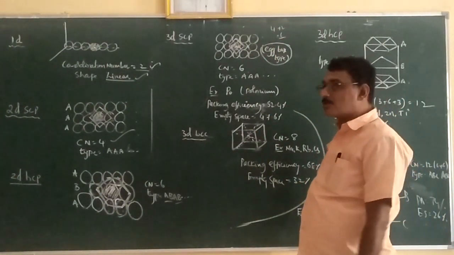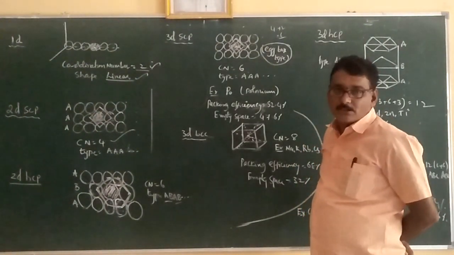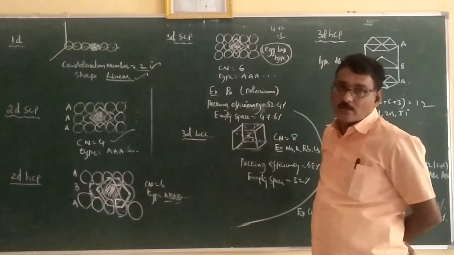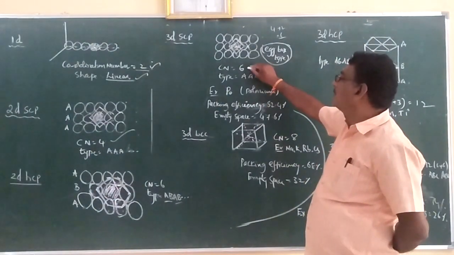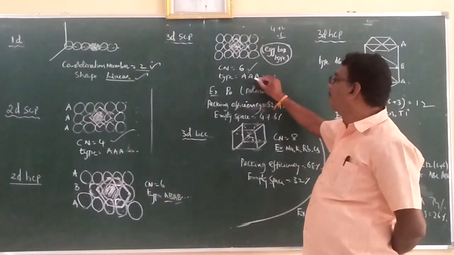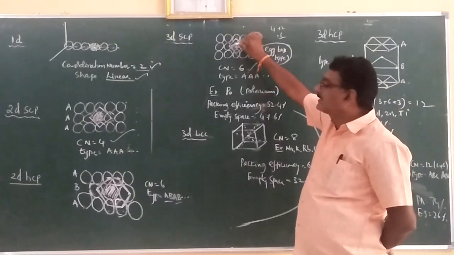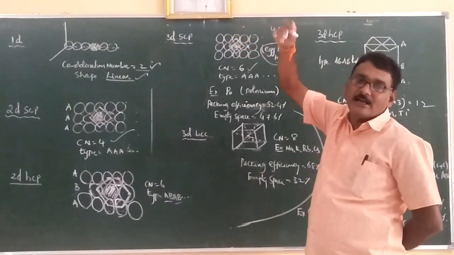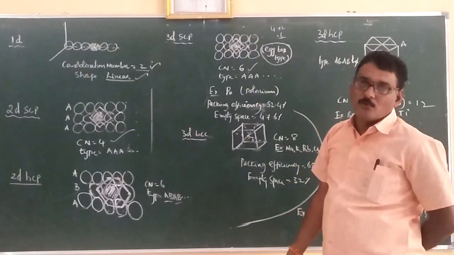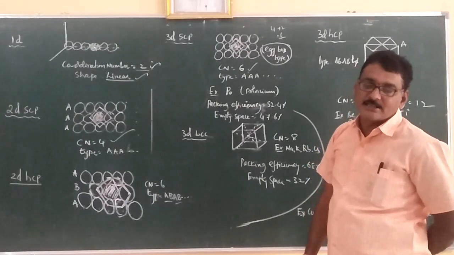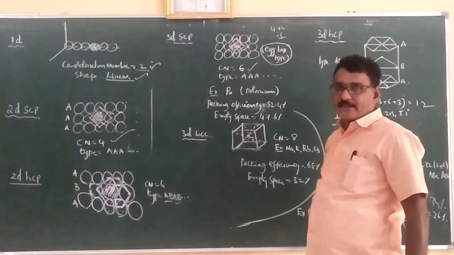That's why egg box type means what type of closed pack structure? 3-dimensional square closed packing structure. What is the coordination number? 6. Type A type, but the middle egg touches the upside tray and bottom side tray. So 4 plus 2 is equal to 6. That is the 3-dimensional square closed packing structure.